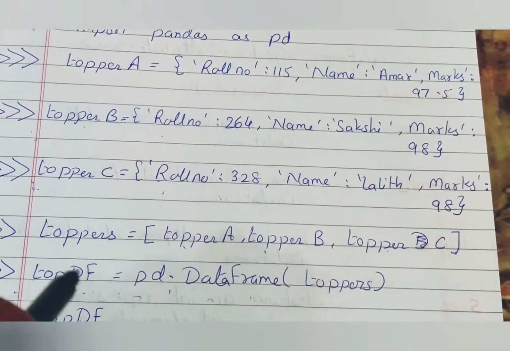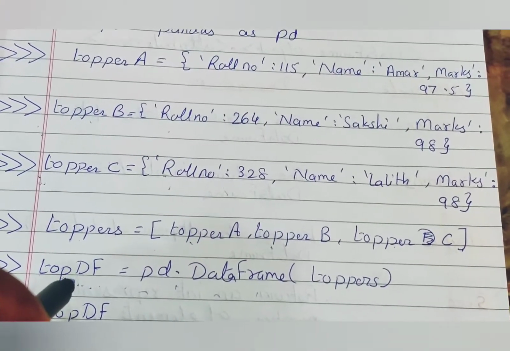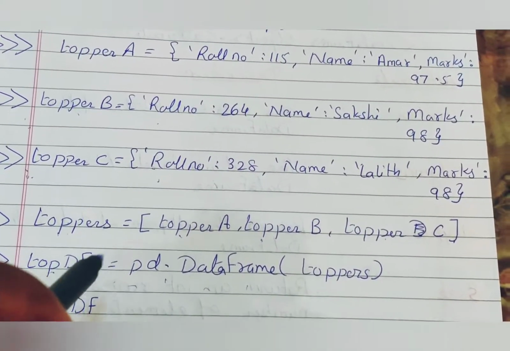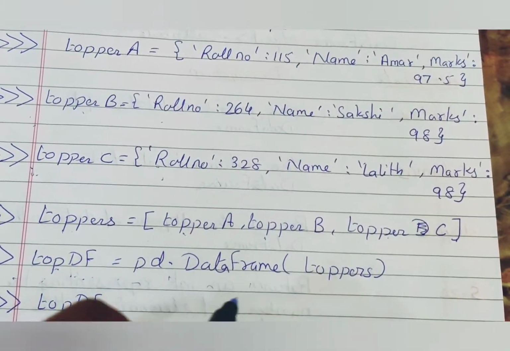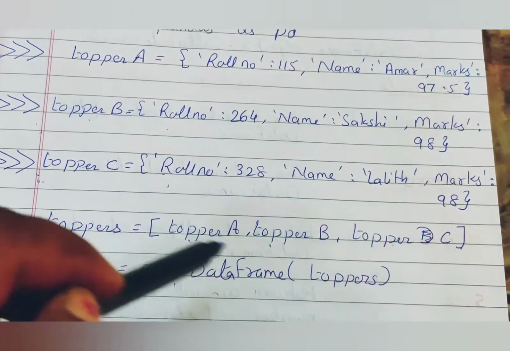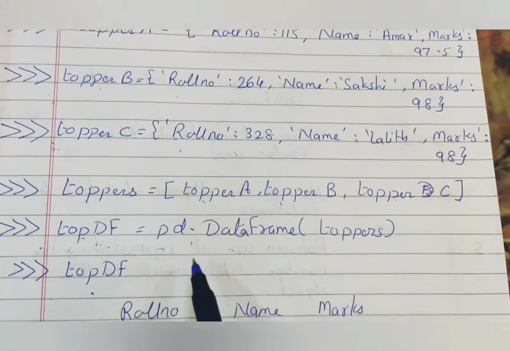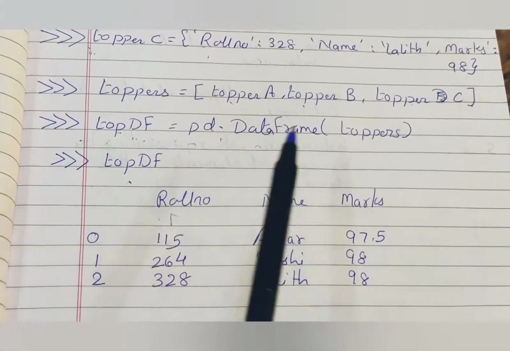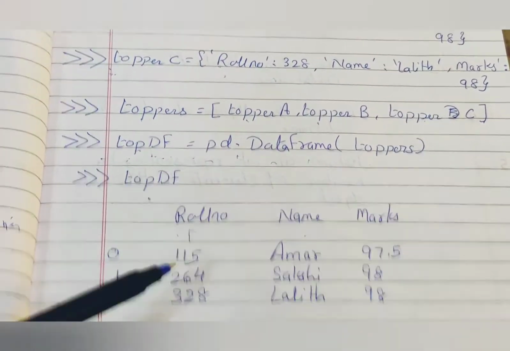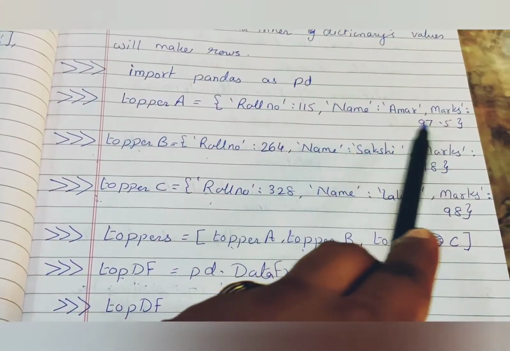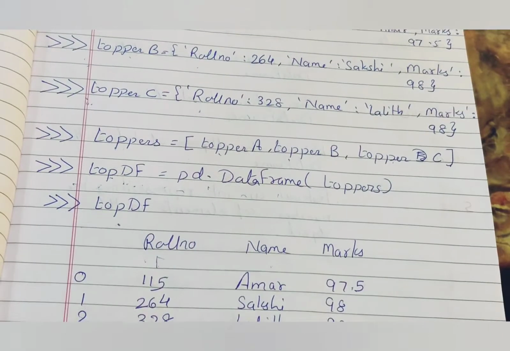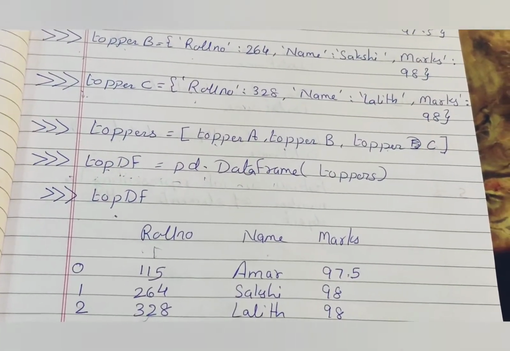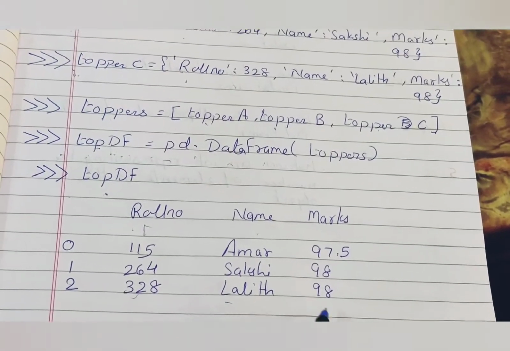Okay, now top DF is a data frame. In that, all the values of toppers will be stored. Now it will print top DF: roll number, name, marks. See, roll number, name, marks of each. 264, Sakshi 98, then 328, Lalit 98.